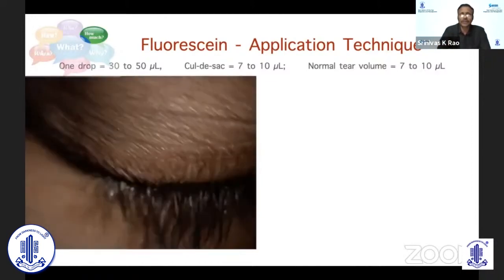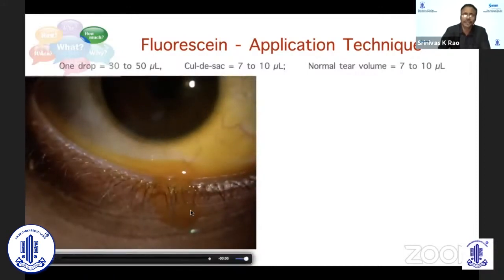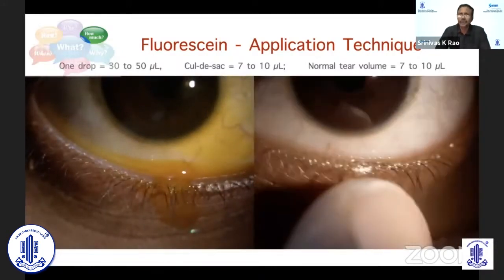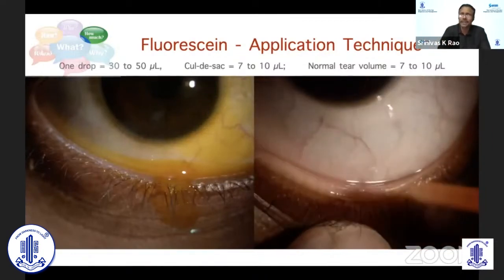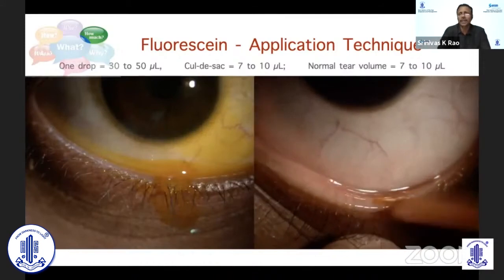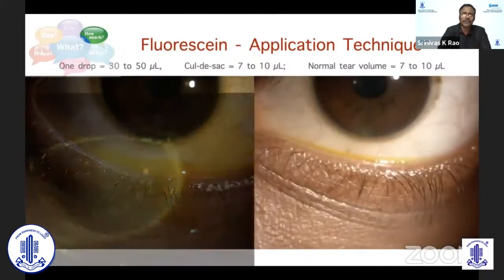So you can see the quantum that's going in, and when he blinks, you can see the overspill. So too much fluorescein. The other way is what Professor Yokoi showed. You take the diluent on the strip, shake it off nicely, and gently just touch the palpebral surface, and this is all you need.